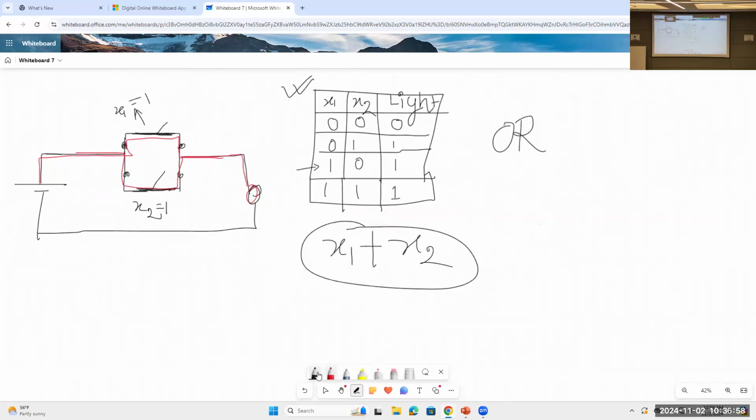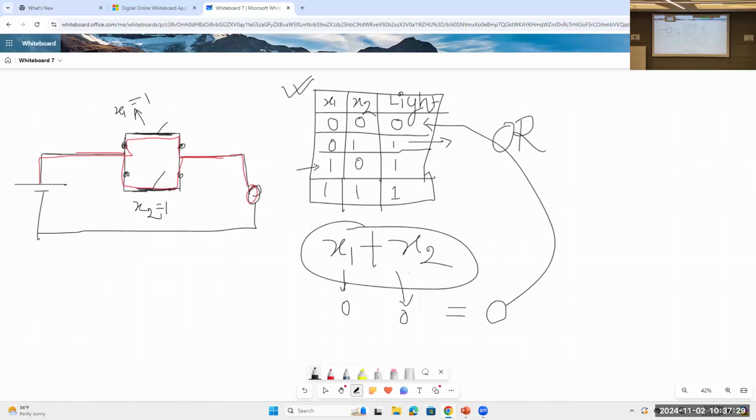Okay, so let's put all the values of x1 and x2 here. As the first combination, put x1 equal to 0 and x2 equal to 0. What is 0 plus 0? It's 0, and this is reflected here. Then let's put the second combination, 0 and 1. What is 0 plus 1? It's 1. So this is written here, and this is matching with the circuit output.